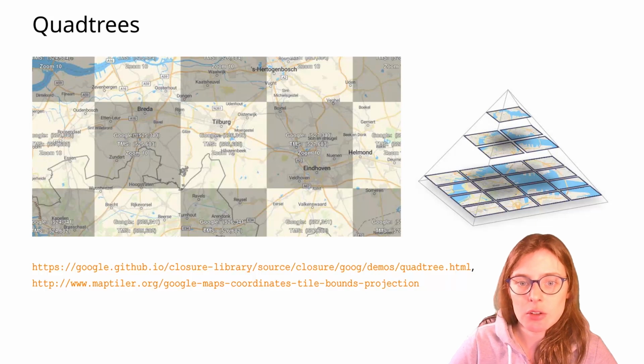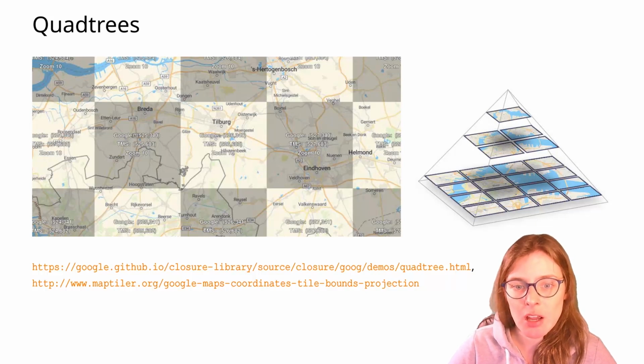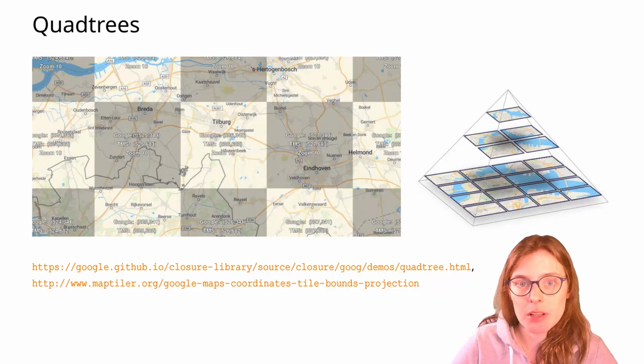Quadtrees can not only be applied to meshing, but also to a variety of different applications. For example, in maps, they are used to smoothly navigate between different zoom levels.